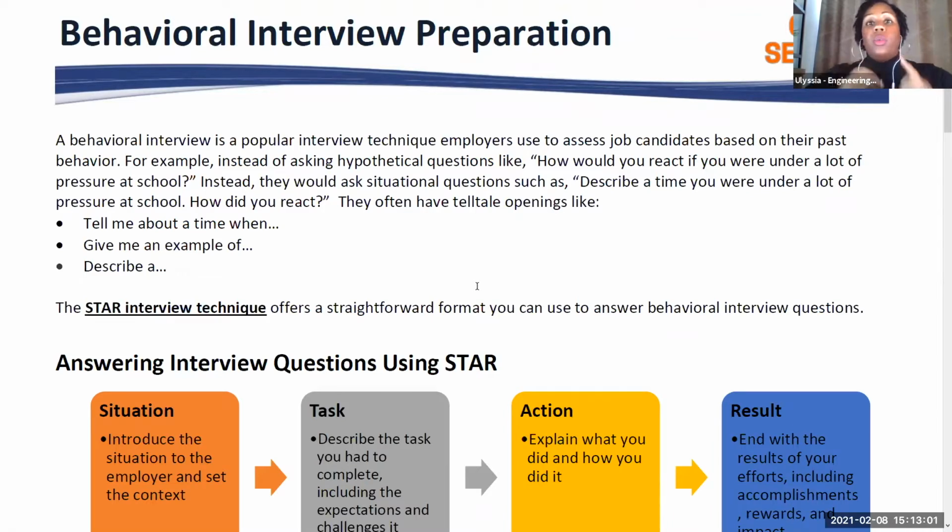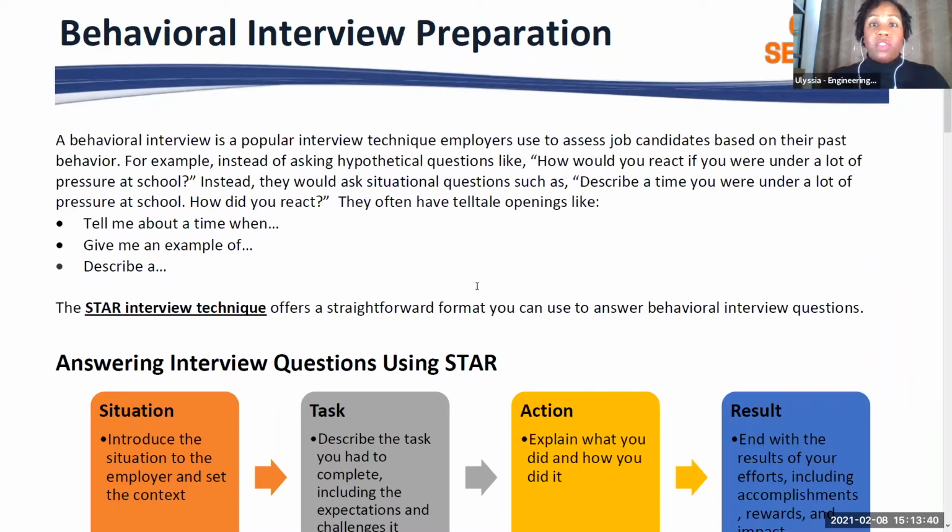Number one, you have to know the cue or the indicator that you are receiving a behavioral question. So when you are in the interview and the interviewer asks you a question that starts with the phrase, tell me about a time when, or give me an example of, or describe a situation in which, that's your indication or your cue that you're about to receive a behavioral question.